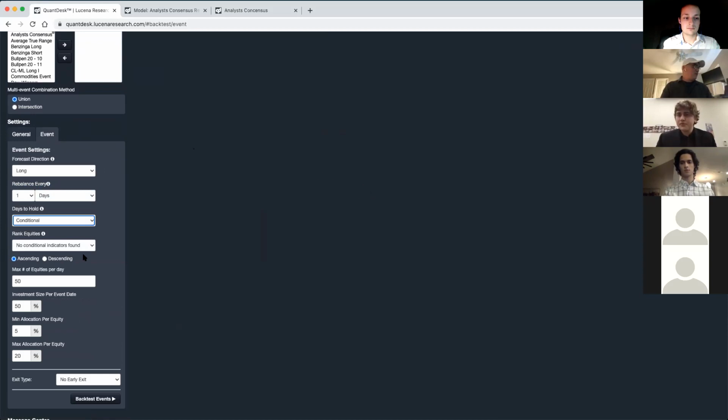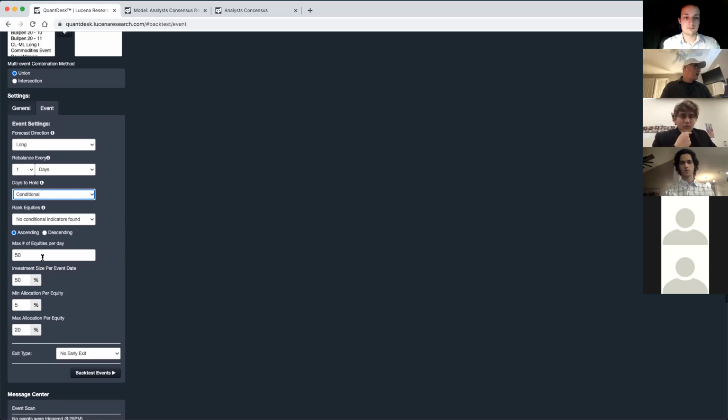But look at the allocation restrictions. How many positions do you want to have on any given day? What's your maximum allocation size per day? What's your minimum allocation per equity, and what's the maximum? And I have to tell you, in many cases these are configurable machine learning paradigm elements that someone can train the machine on. What is the proper allocation?